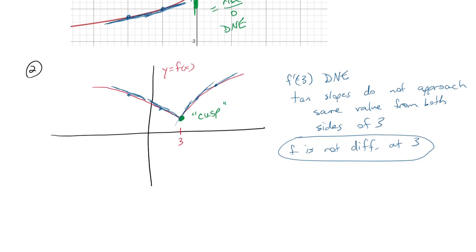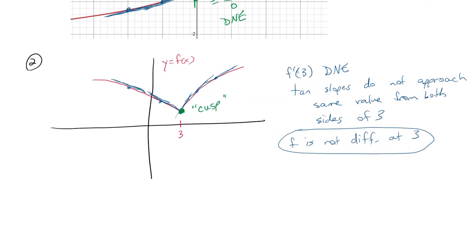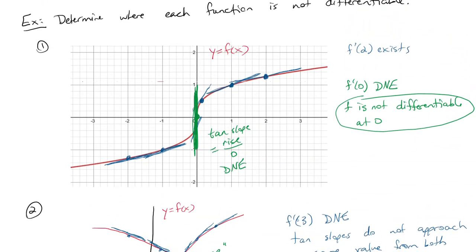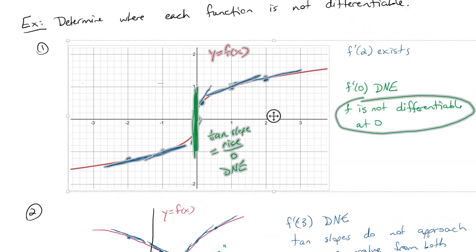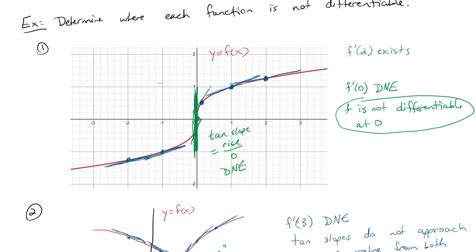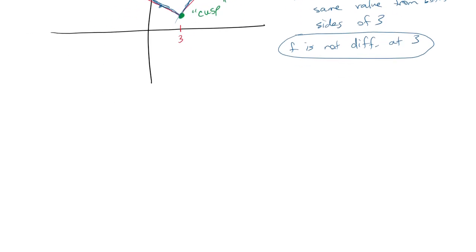Notice in both of these cases, the functions are continuous. So at 3, the function is continuous. There's no break or gap at 3. In example 1, at 0, the function was continuous. There's no breaks or gaps at 0. Example 3, let's see what happens if we do have a break or a gap.